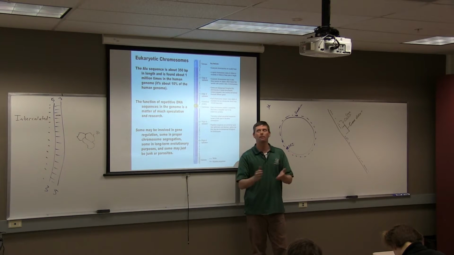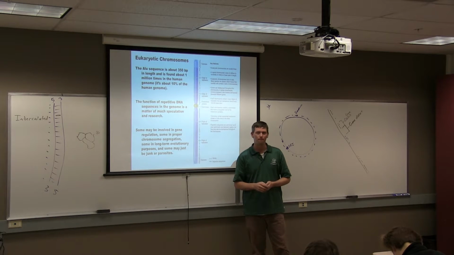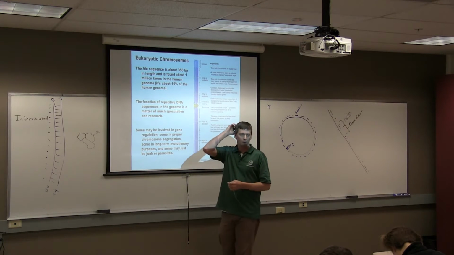So ALU is a million. So what if we had some repetitive sequence that appeared 2,000 times? Now you've got 2,000 spots in the genome that will all be expressed when some certain transcription factor comes up. Is that kind of what you're getting at? Yeah. All right. Let me break your thinking on this.